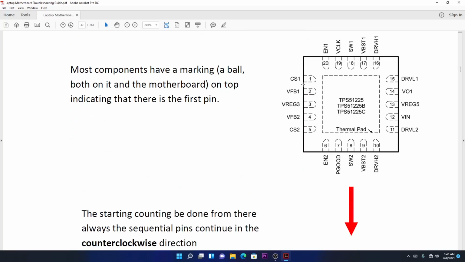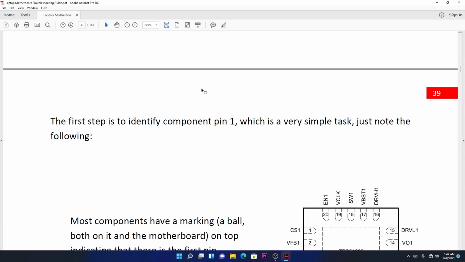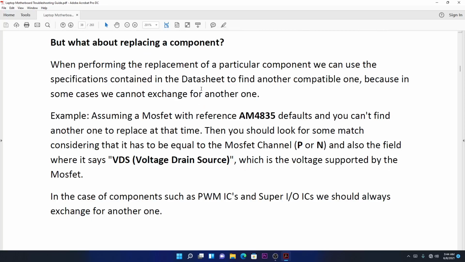Anyway, on the chip, for example, CS1 means chip select 1. And then pin number 2 says VFB1, which means voltage feedback 1. Why do you have that 1? It's because this chip, I think, does two things, if I'm not mistaken. But I will see. I think it generates the 5 volts and the 3.3 volts. So one of the power rails would be named 1 and the other one would be named 2. So you'll check, you'll see. And let me see if they did specify.